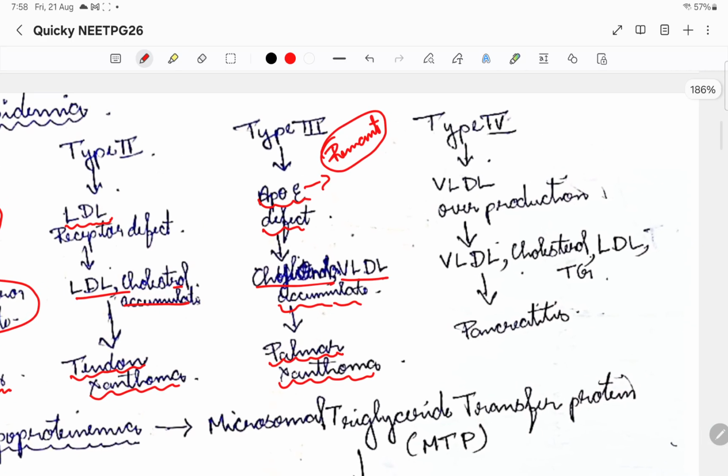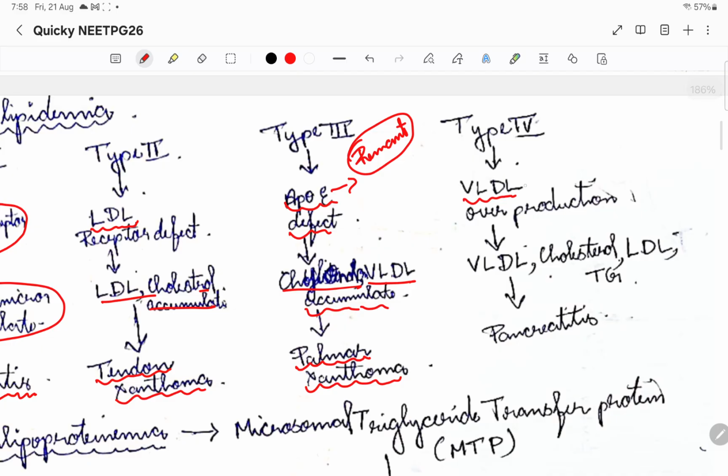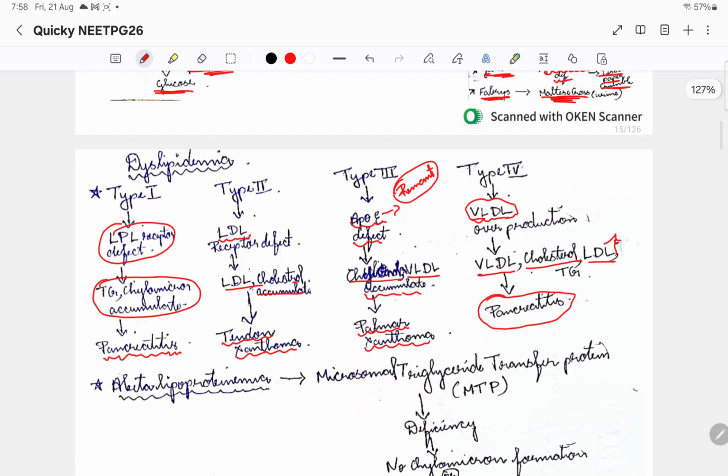Then type 4 is VLDL overproduction. I told you, if VLDL overproduction happens, then VLDL will be accumulating in the body. LDL will also be increased, because LDL is formed from VLDL. So both of them will be increased. That is where we can also see pancreatitis. So they may give you tendon xanthoma, palmar xanthoma or pancreatitis in the question.